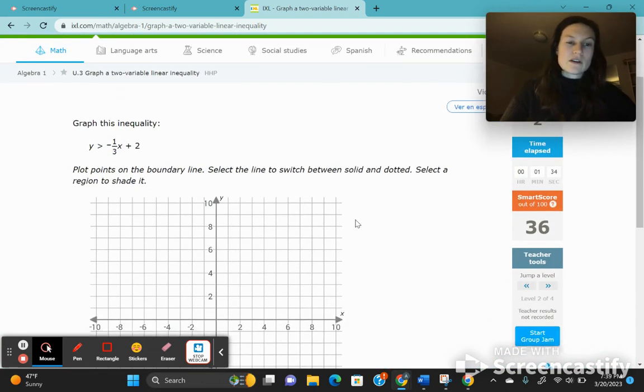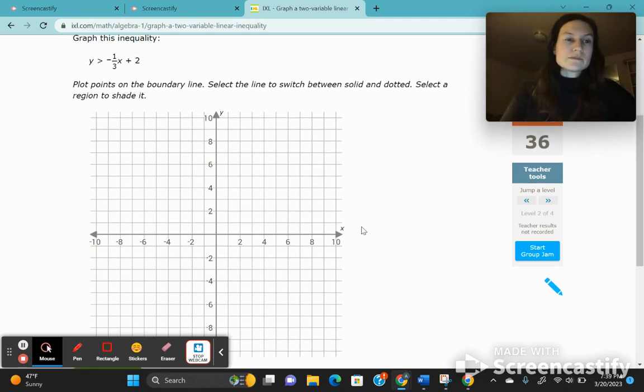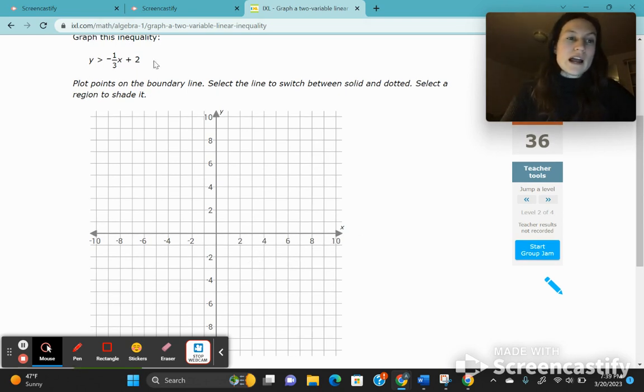Here's something a little more complicated. And later in this IXL, I think sometimes you have to convert from standard to slope-intercept form, which you know how to do, so don't freak out. But here we go. y is greater than -1/3 x plus 2.